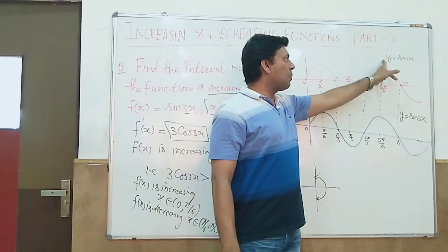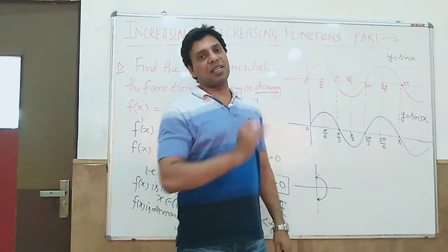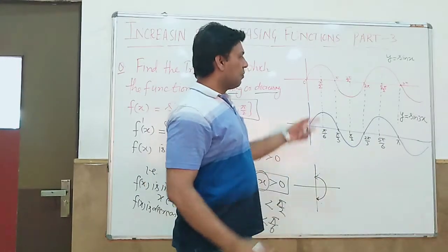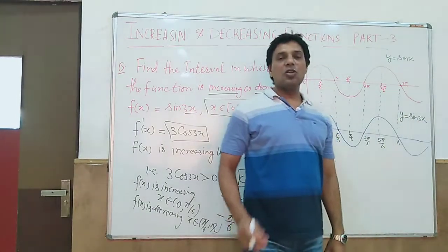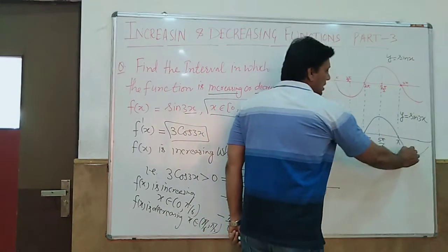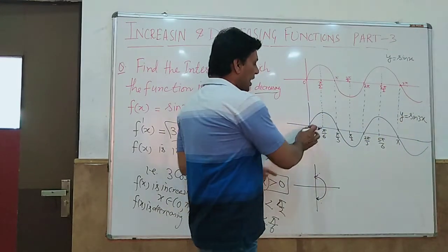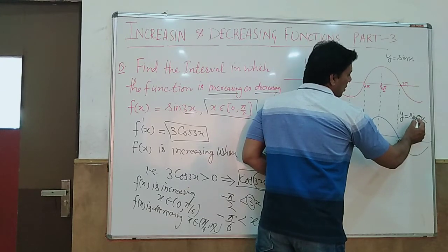With the help of this curve, I can draw the curve of sin 3x. Because both are sine curves, their shapes will be the same. That is, again I am having the sine curve. But to find these points, because the number is 3, the number is 3.